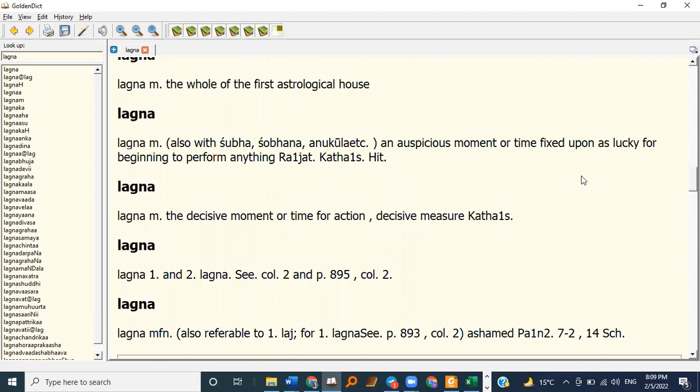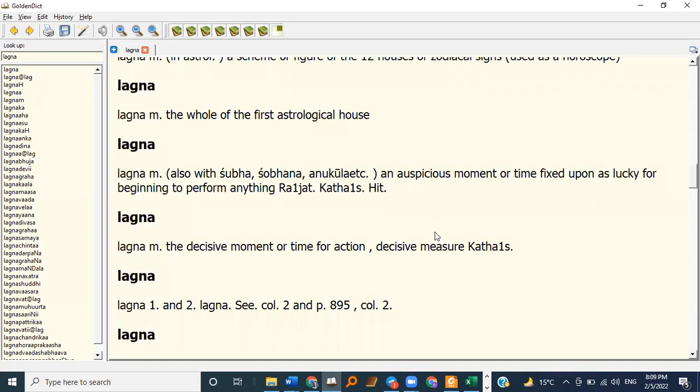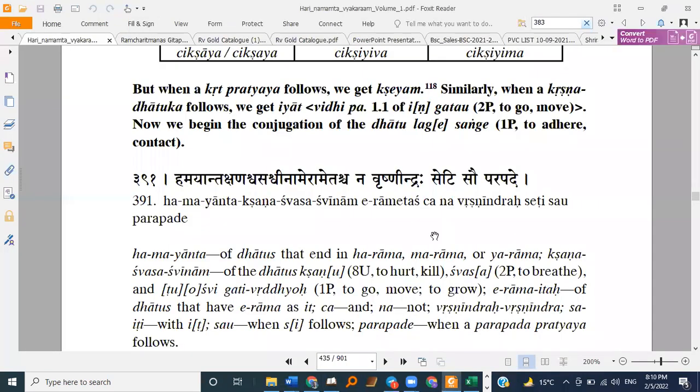Yeah, so lagna. I've heard there are many lagnas, auspicious moments. So there are Vidyarambha lagna, a particular time auspicious to begin a study program. So I heard many lagnas like that. Some people are very rigid about these lagnas. So lage sangi.